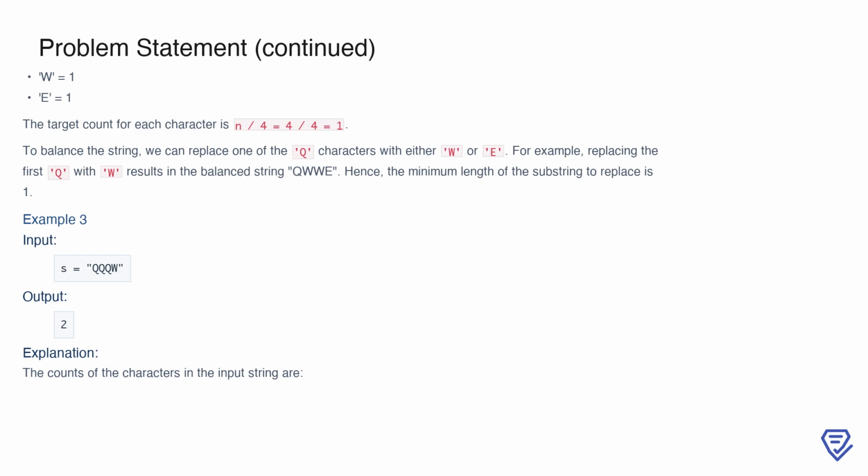To balance the string, we need to reduce the count of Q to 1. This can be achieved by replacing one of the Q characters with either W or E. For instance, replacing the first Q with W results in the balanced string QWWE. Therefore, the minimum length of the substring to replace is 1. Let's move to the next example to explore a case where multiple characters need to be replaced.